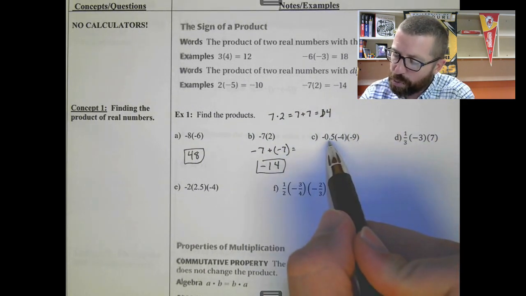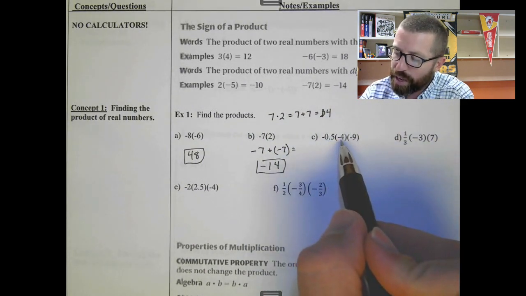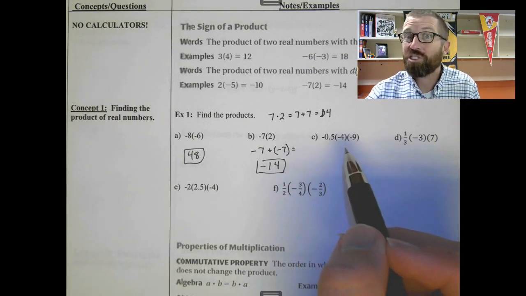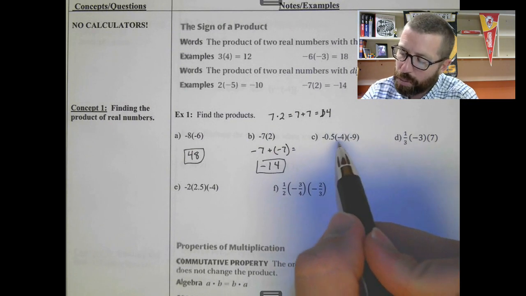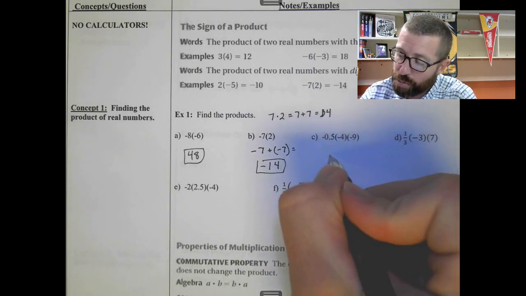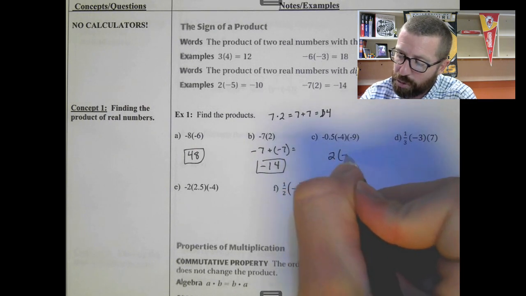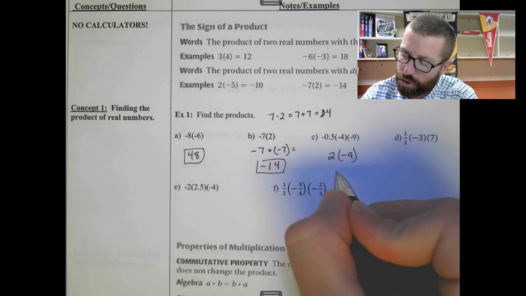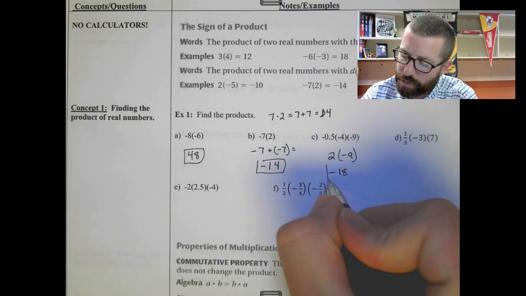Here we have -0.5 times -4. Multiplying by 0.5 is something you should try to learn to do in your head. It's just dividing by 2. So -4 divided by -2 would be +2, and then times -9. So now the signs are different, so it's -18.